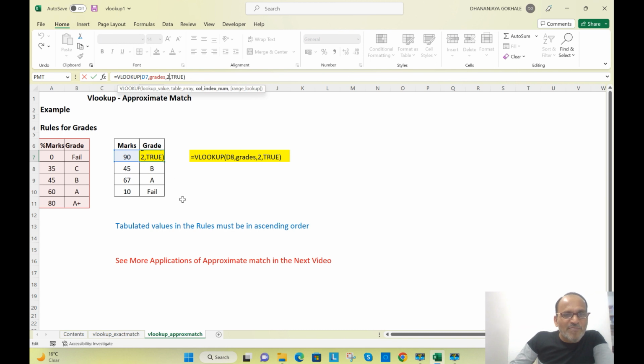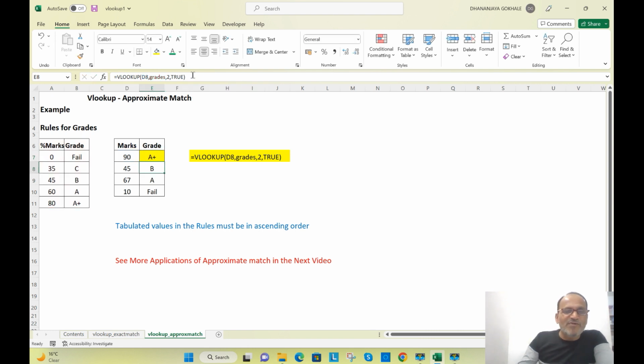That's all, right? And we have written TRUE over here. What is the meaning of TRUE? TRUE means approximate match. So please don't forget this. It is a very important argument to be written. It is TRUE. TRUE means what? It is an approximate match. I'm going to explain to you what is the approximate match. So if we enter here, we have got the result A plus. Isn't it wonderful? Doesn't the formula look very easy?